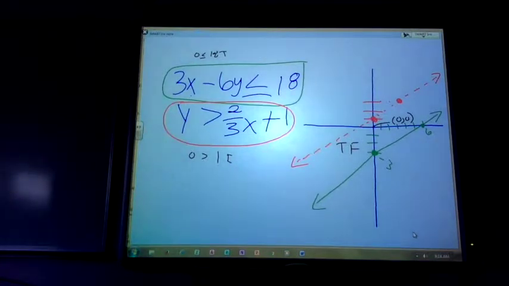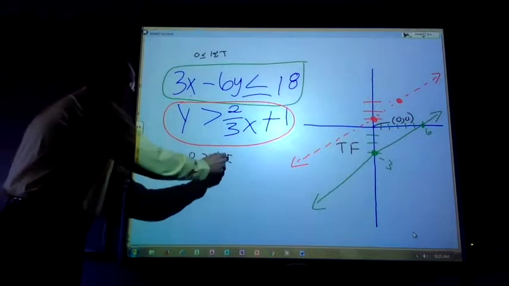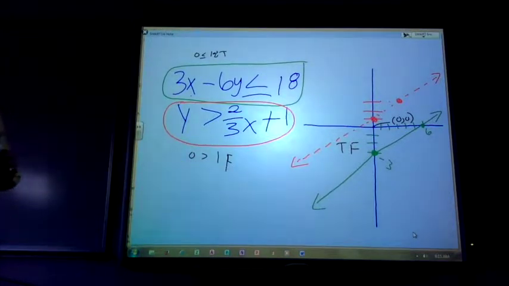Okay? Now, being that I have true, false in there, we can sometimes look and say, which one of the equations gave us false? Or which one of the lines gave us false? The red or the green? What do you think?